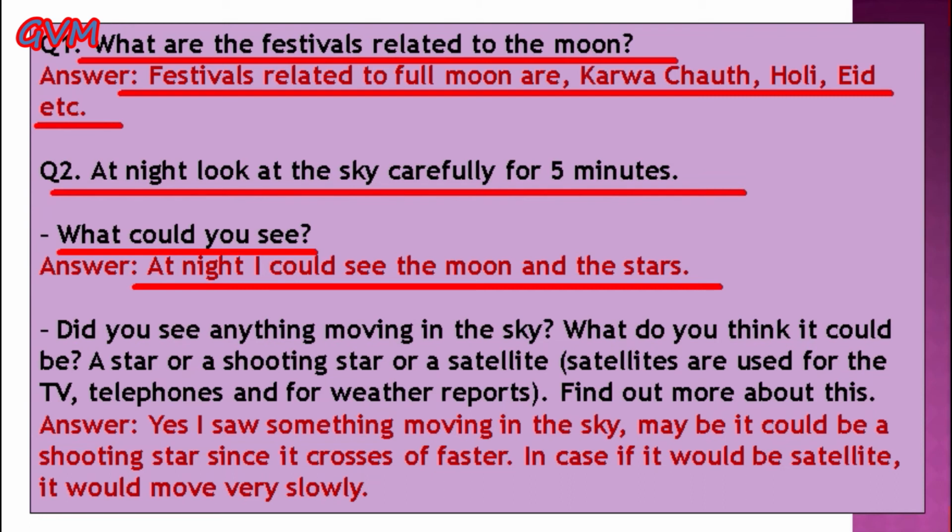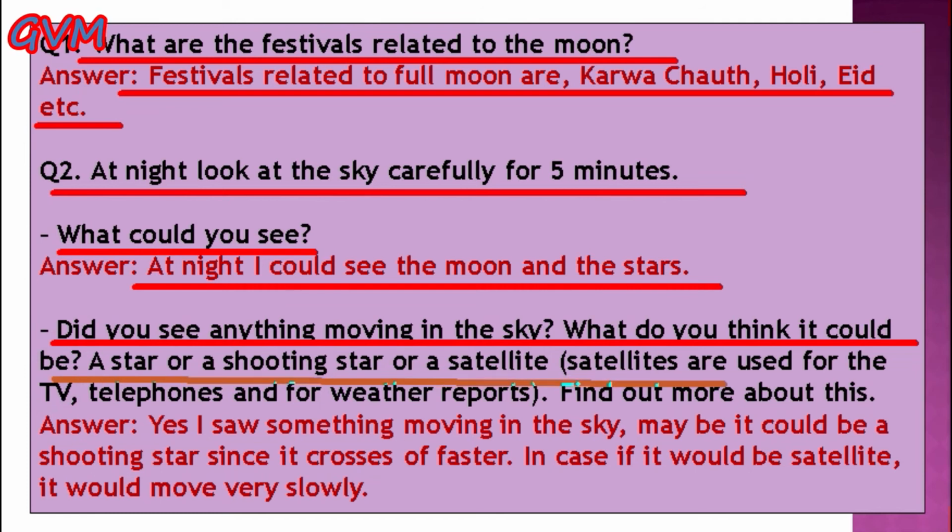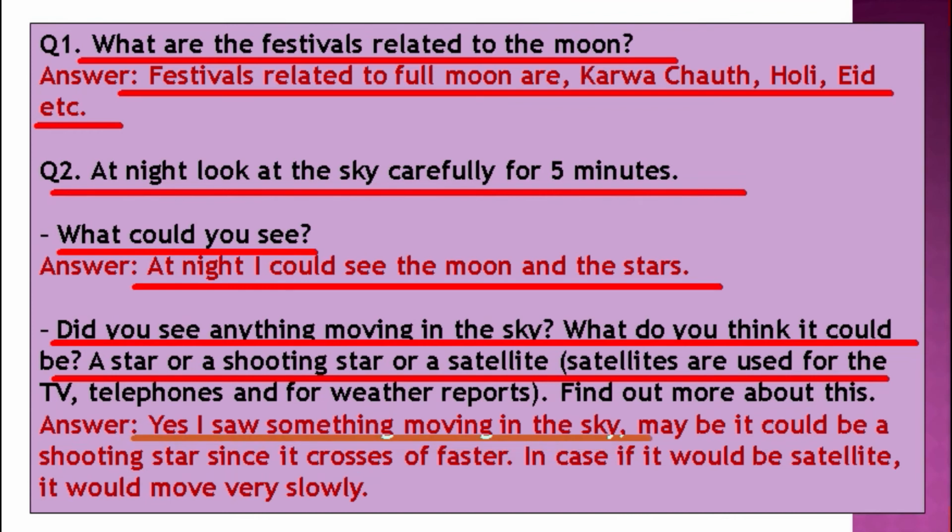Now students, the next question is, did you see anything moving in the sky? What do you think it could be? A star or a shooting star or a satellite? In this question you have to answer whether you saw anything moving in the sky. If yes, then you have to write down here, yes, I saw something moving in the sky.